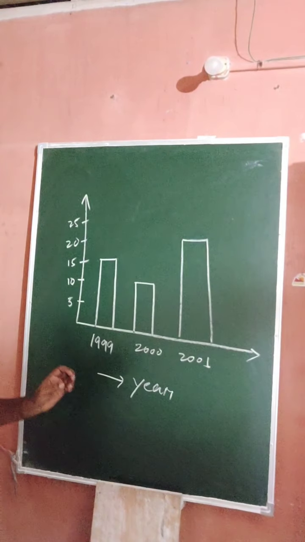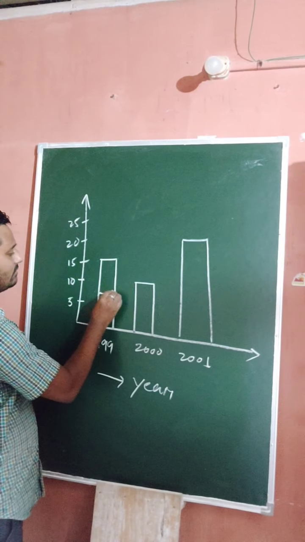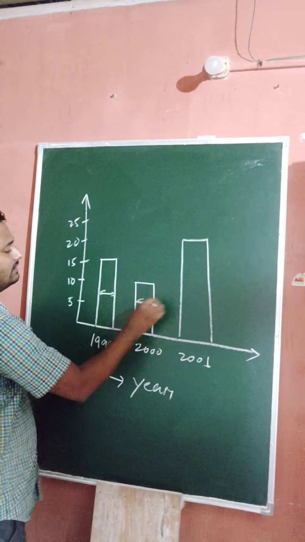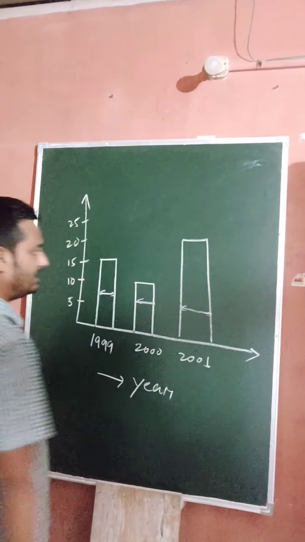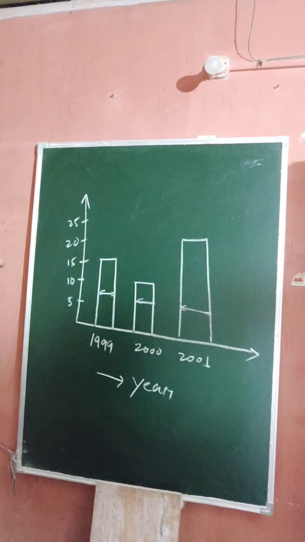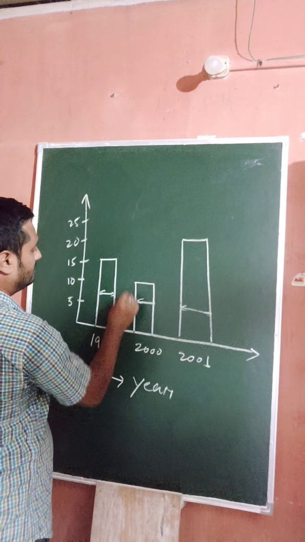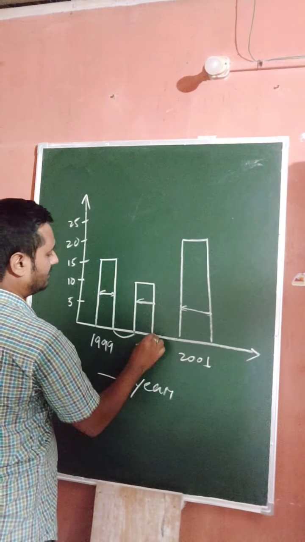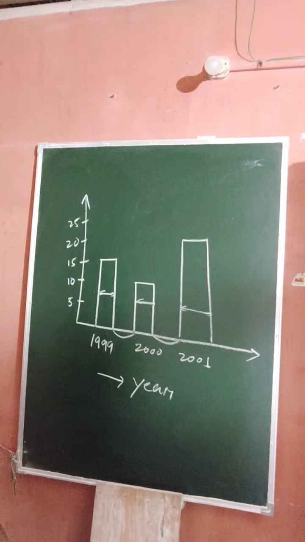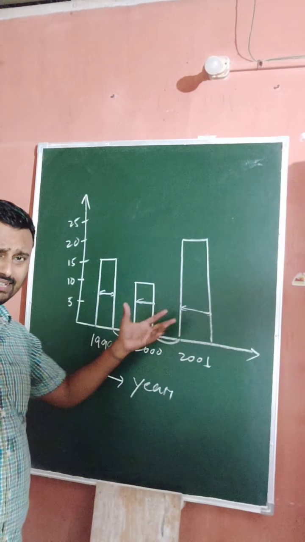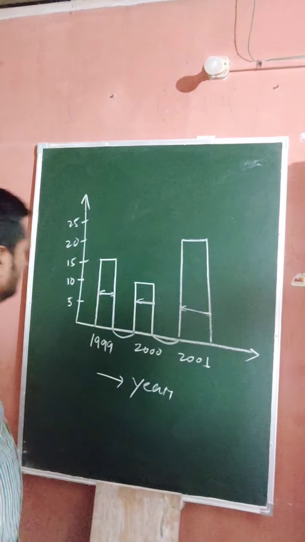The main thing is the width of the bars must be equal in all cases. So using the scale, draw the bars, first thing. And next is the distance between two bars. The distance between two bars must also be equal. Okay, these are the basic things of bar graphs.